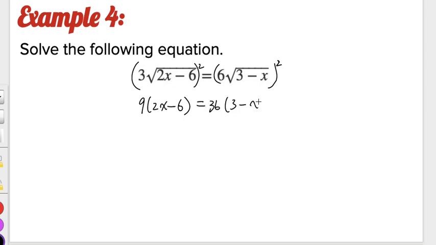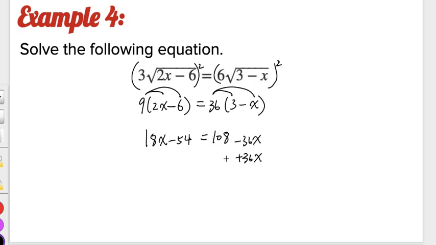So 6 times 6 is 36. And then we use distributive property. I will guarantee this time I'm not going to make mistakes. So 9 times 2x, 18x, and 9 times 6, 54. And this one is going to be 108, 36 times 3, and then 36x. So we just continue doing this. Plus 36, plus 36. Again, I just prefer to deal with variables first.